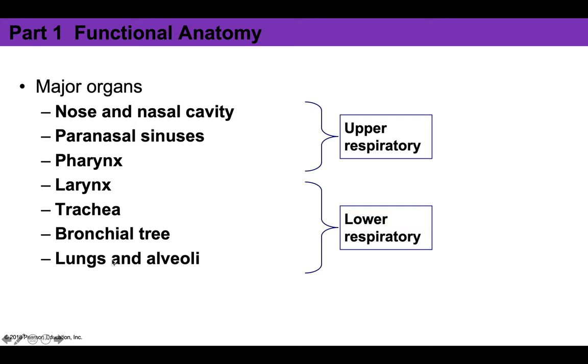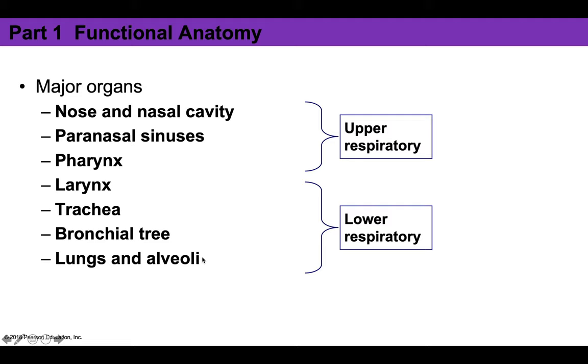When we go below the level of the larynx, we come to the trachea. The trachea is the main tube that divides into smaller branches, which are called the bronchial tree. From there, these will penetrate into the lungs, going all the way down to the very small sacs where the actual gas exchange takes place, which are called the alveoli.